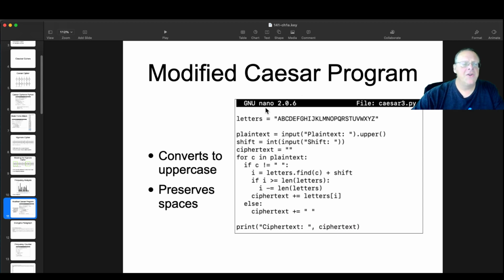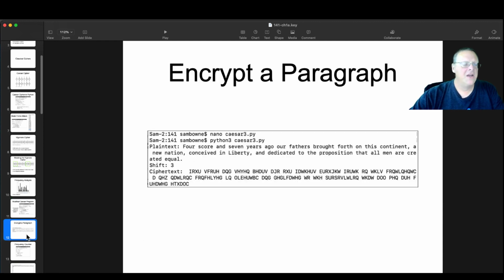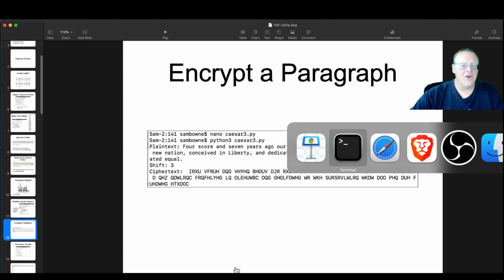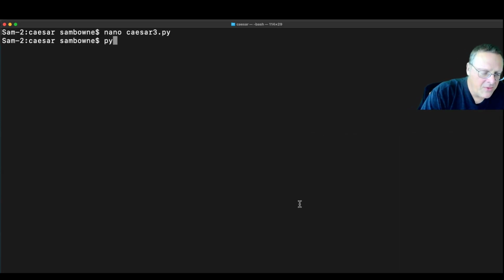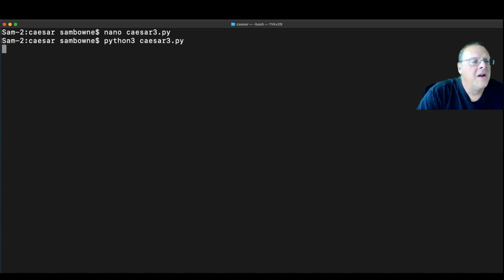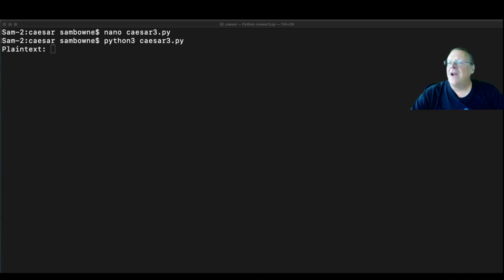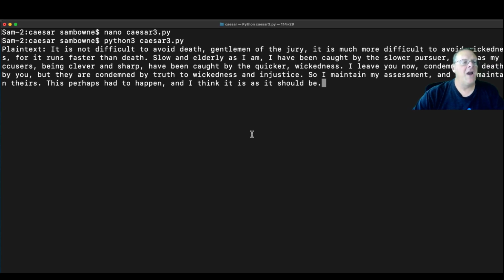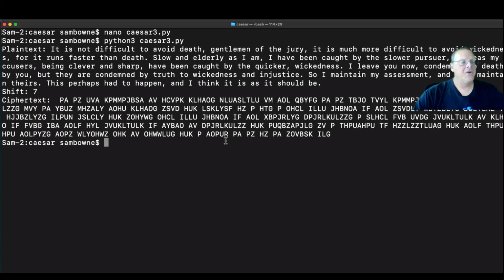So here's a Caesar program that converts to upper case and preserves spaces. That's the only thing special about this one, so it doesn't get confused by non-alphabetic characters. And now we can encrypt a whole paragraph. So if you run Python 3, Caesar 3, we can feed in a paragraph, and I found a good paragraph here before class. So there's a paragraph. If I give it a shift of, say, 7, it turns into this gibberish.